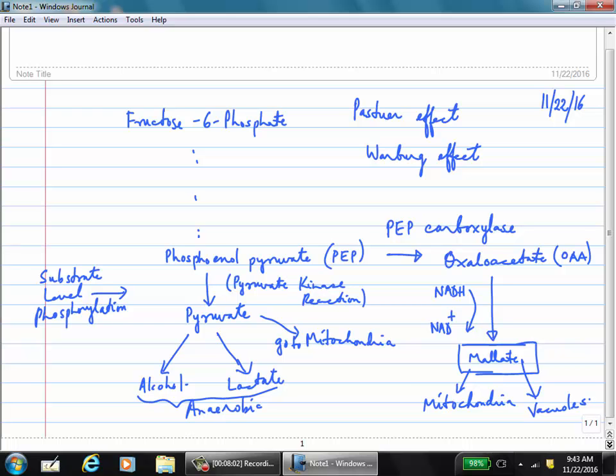No, OAA is not in the presence of oxygen. It is happening in the cytosol. It is carboxylation, so carbon is being added. See, phosphoenol pyruvate is a 3 carbon molecule. Oxaloacetate is 4 carbon. So it is getting more enriched in carbon. The oxygen will come into the picture later on. Yeah, go ahead.